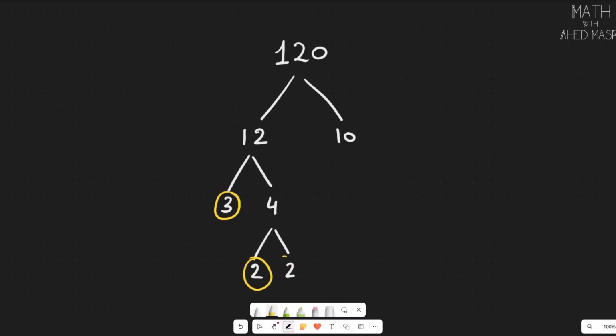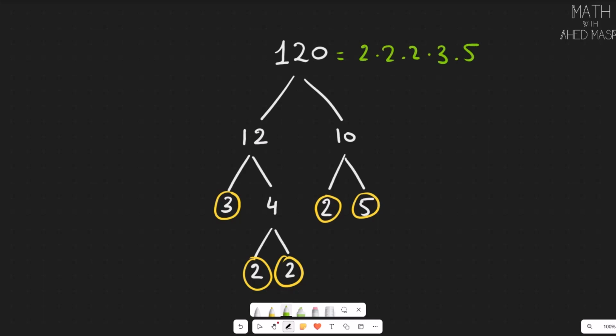And the 2's here are prime. I cannot break them down anymore. The 10 can be broken down into 2 times 5, and the 2 and 5, both of them are prime. We are done, and then simply I can say that 120 is made of 3 2's, 1 3, and 1 5, or I can simply write it in this way.